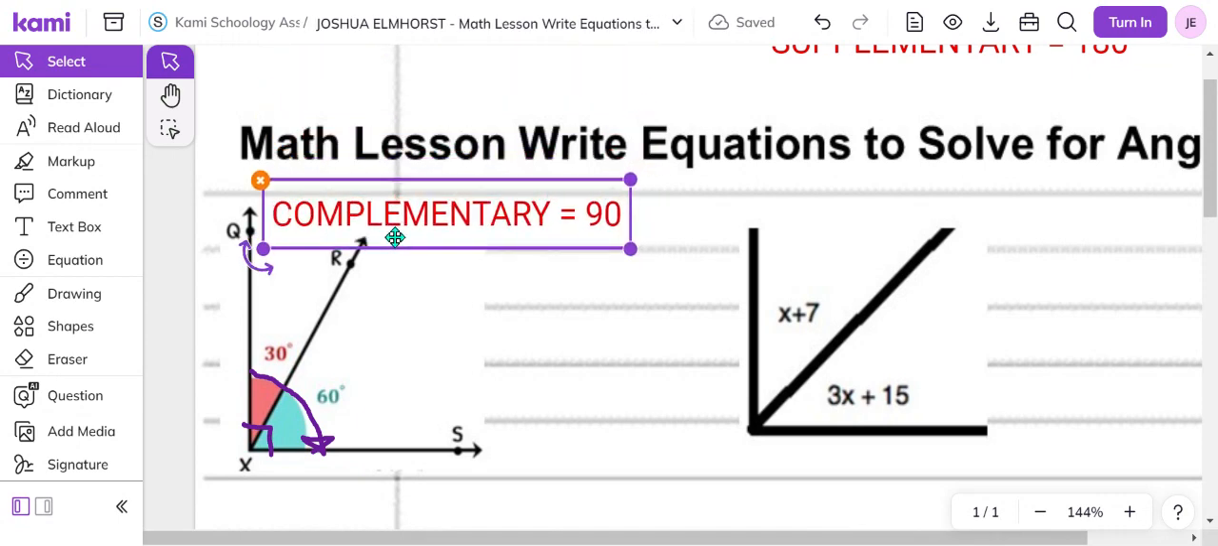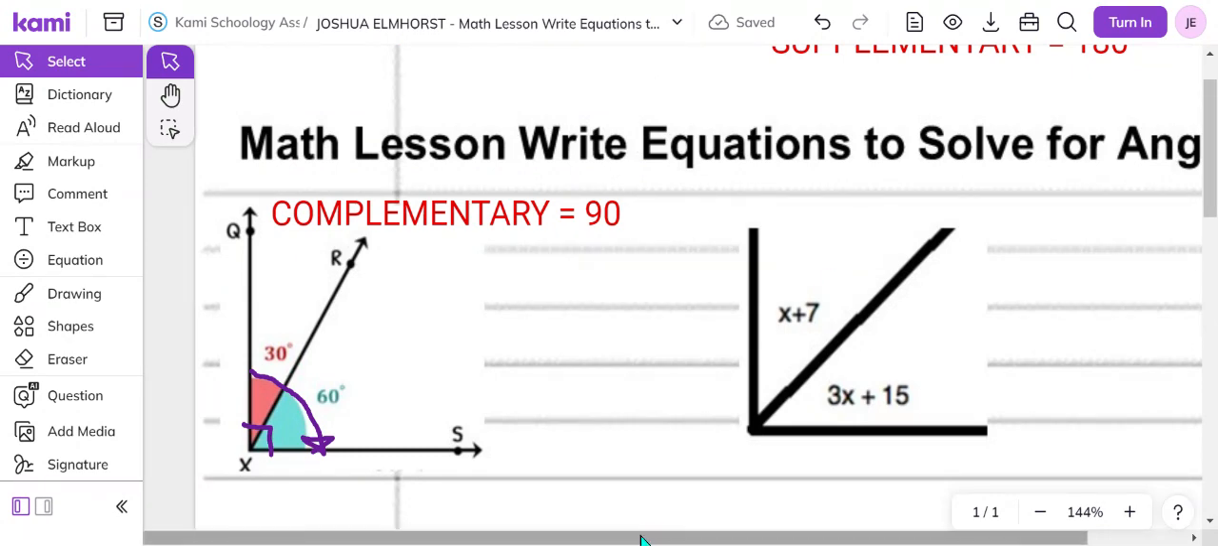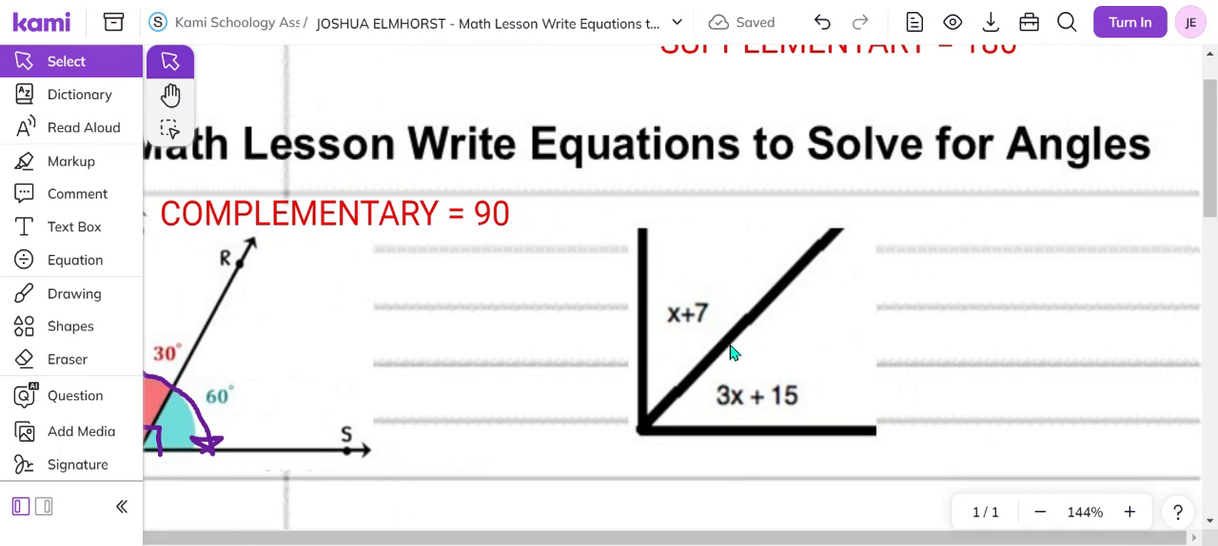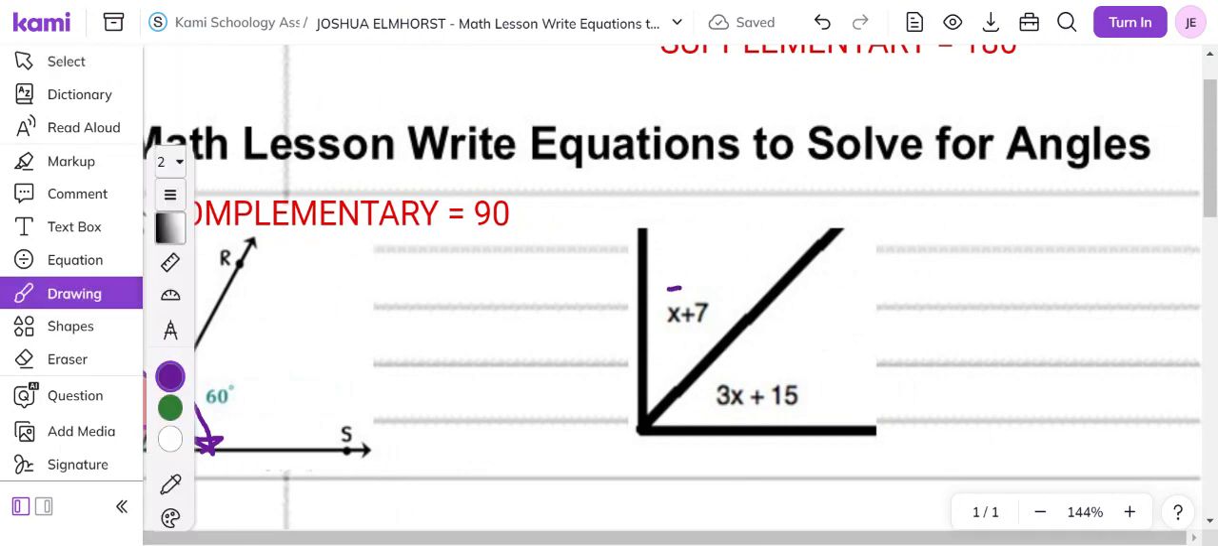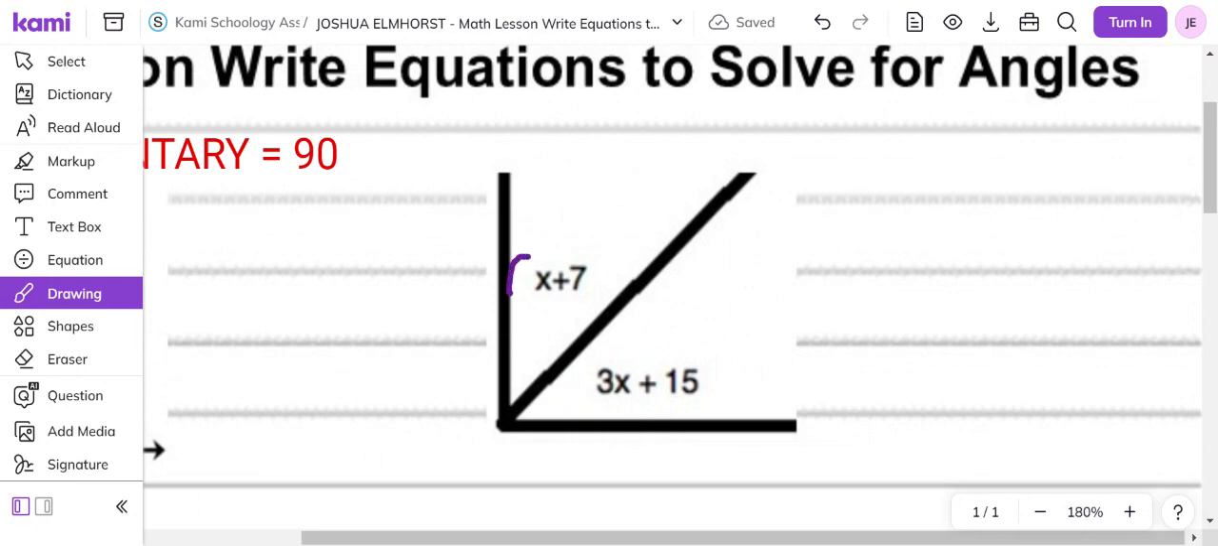Let's take a minute, go ahead and write that down. Complementary angles, when you add them, they equal 90 degrees. Okay, so we're going to use that idea to help us write an equation and solve. So first we're going to circle the variable terms, the variable and the sign to the left.